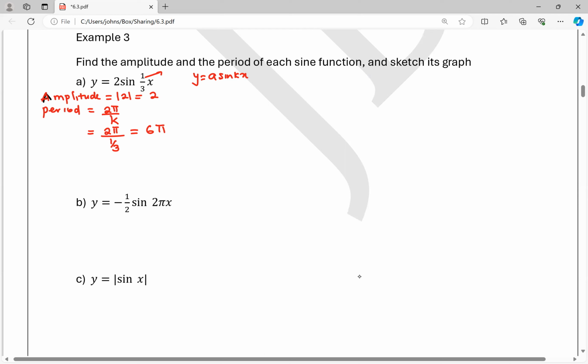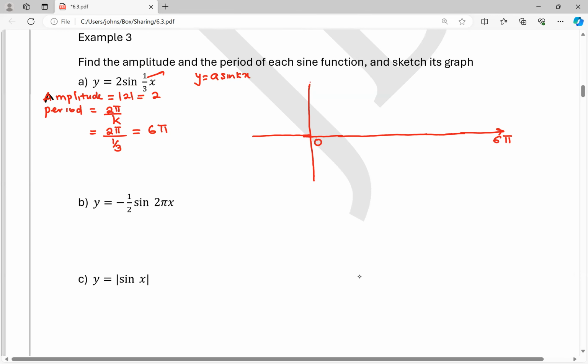Now, to sketch this, we're interested in just one period, unless it is stated otherwise. If it's not stated, just do one period and that should be enough. So now we're going to concentrate from 0 to 6 pi. Now, how do we divide this interval into 4? We need to divide this interval into 4.